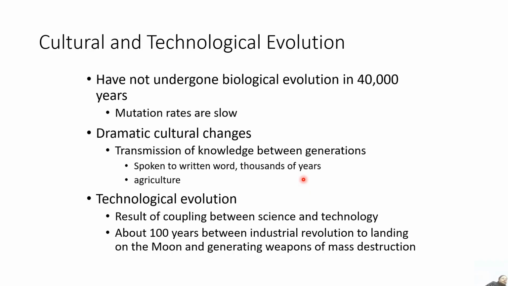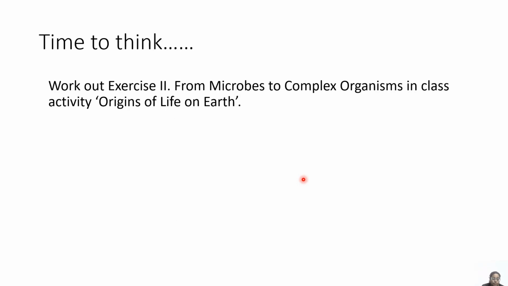Now, what are the cultural and technological evolutions happening? Humans have not undergone biological evolution in 40,000 years. Mutation rates are slow. There are dramatic cultural changes: transmission of knowledge between generations, the spoken to the written word over thousands of years, agriculture, etc. There was technological evolution, the result of coupling between science and technology. About 100 years passed between the industrial revolution and landing on the moon and generating weapons of mass destruction.